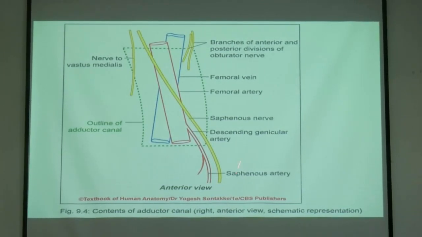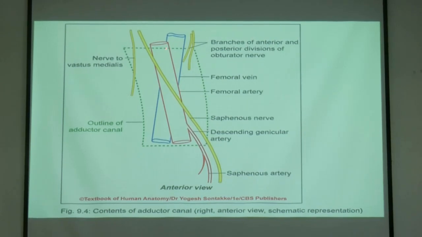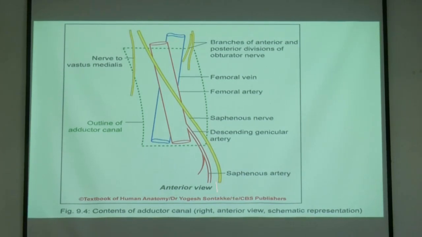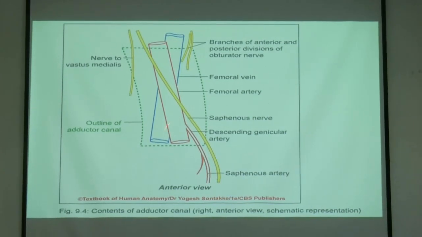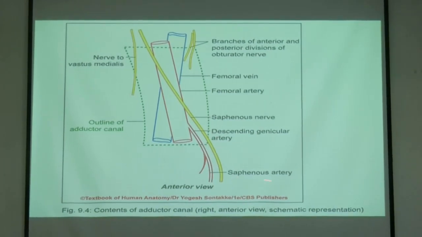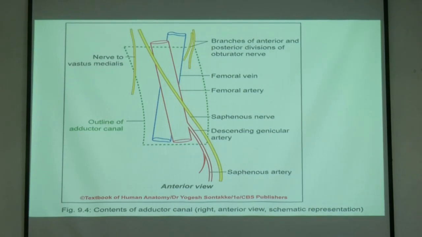And this is the descending genicular artery arising from the femoral artery, the last branch of the femoral artery, okay. And a branch from this descending genicular artery is accompanying this saphenous nerve, that is known as the saphenous artery, okay. And these are the branches of anterior and posterior division of obturator nerve, nerve to vastus medialis. These are also contents of this adductor canal.